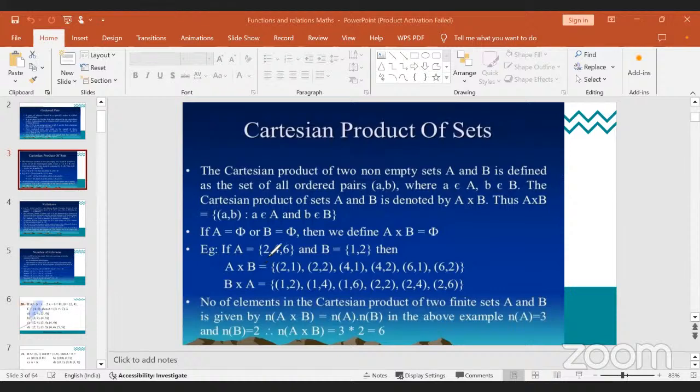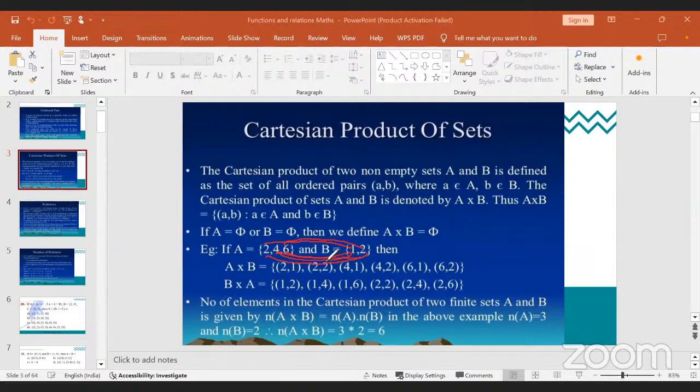So it is A cross B. A cross B means the first element of the first set with each element of the second set. So (2, 1), next (2, 2). Similarly, (4, 1), (4, 2), (6, 1), (6, 2). In this way, all these we call Cartesian products, and this is A cross B.